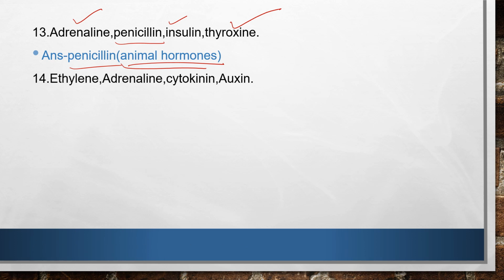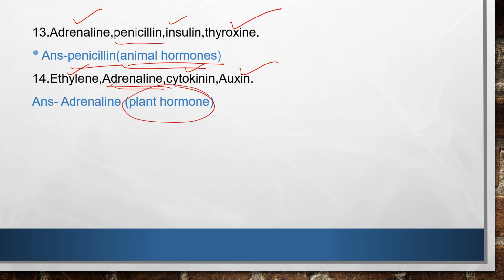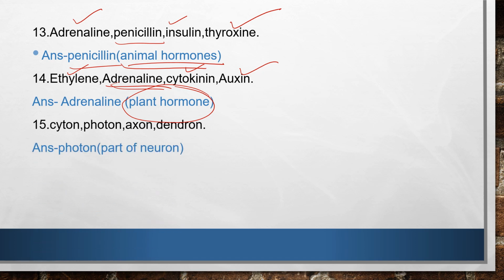Now next comes ethylene, adrenaline, cytokinin and auxin. Adrenaline is an animal hormone and the other three, ethylene, cytokinin and auxin, are plant hormones. Is it clear? Now next one: cyton, photon, axon and dendron. This is also very easy. Photon is the odd one out because axon, cyton and dendron are parts of the neuron. This one is not a part of the neuron.